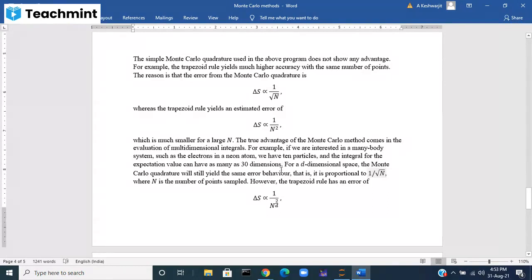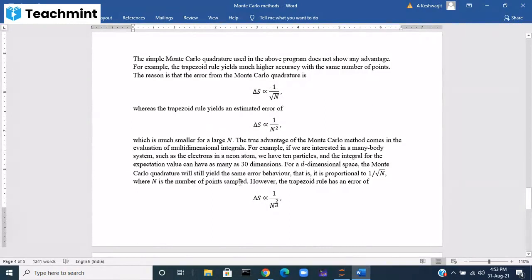In this case the Monte Carlo method has an advantage. For a d-dimensional space, the Monte Carlo quadrature will still yield the same error, which is proportional to 1 by root n, where n is the number of points sampled.